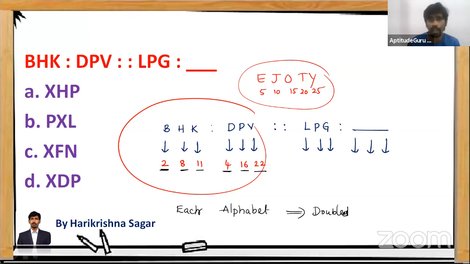So what is L? 12 becomes what? 24. And what is the 24th alphabet? It is going to be X. Can I eliminate option B? Yes. So what is the alphabet P? P is 16. What is the alphabet G?